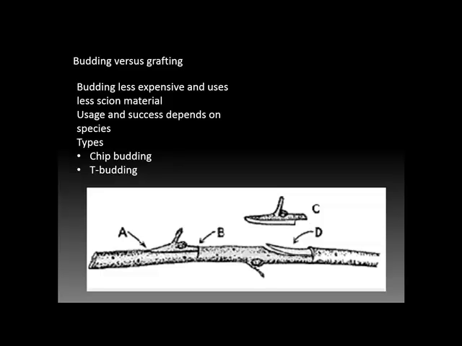Many, or maybe even most, of the fruit tree grafts done in commercial orchards are done via budding versus the grafting that we did. And the two major types of budding procedures are chip budding and T budding.